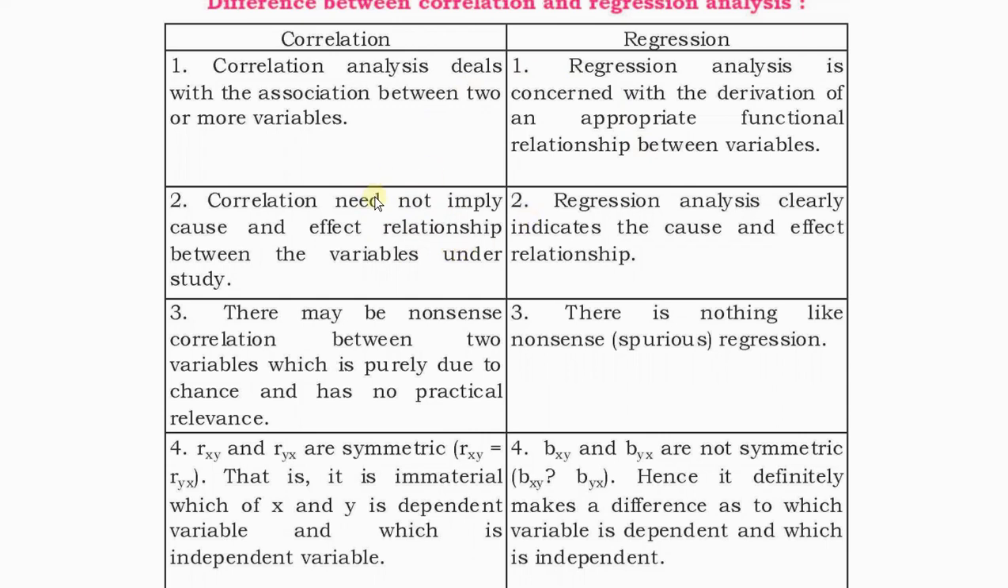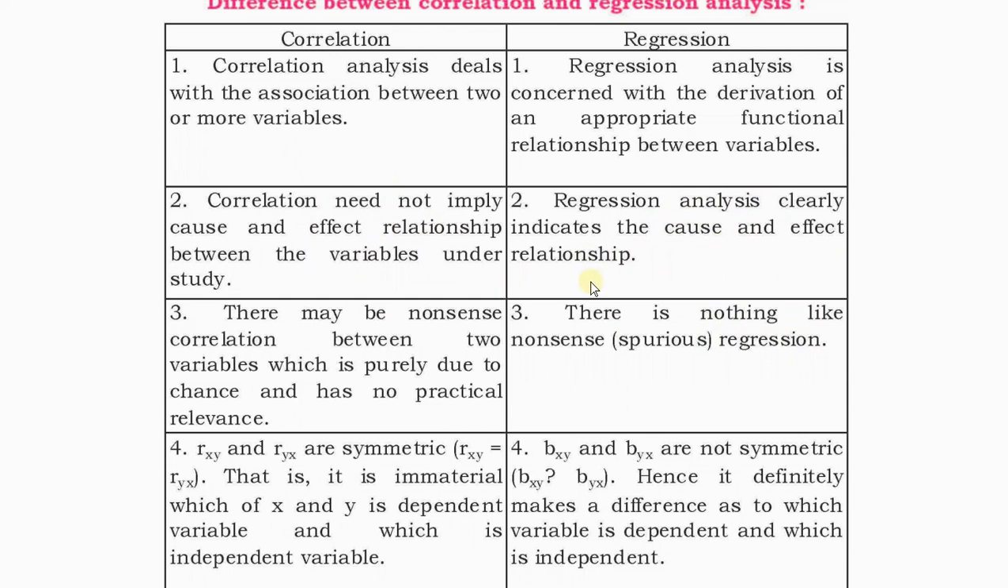Correlation need not imply a cause and effect relationship between the two variables under study. You studied previously that causation means a cause and effect relationship between the two variables. In a correlation, it is not necessary that there should be a cause and effect, but if there is a cause and effect, there will definitely be a correlation. This is what we studied in correlation. But a regression analysis clearly indicates the cause and effect relationship.